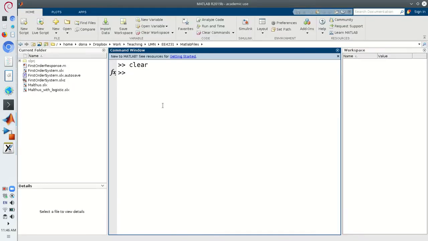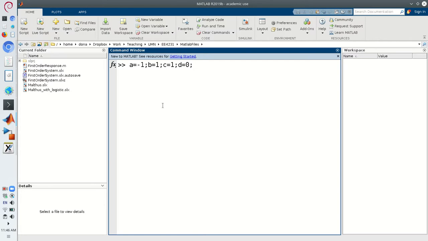I have already cleared the workspace and everything. So what I'm going to do is define our usual parameters. A is going to be equal to -1. Remember, we need to have stability. B is equal to 1. C is equal to 1. D is equal to 0.